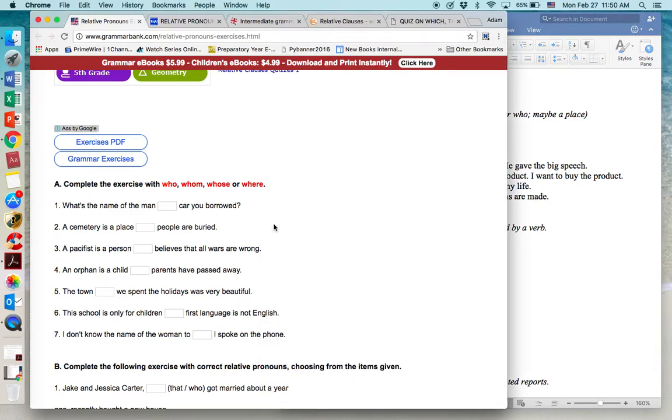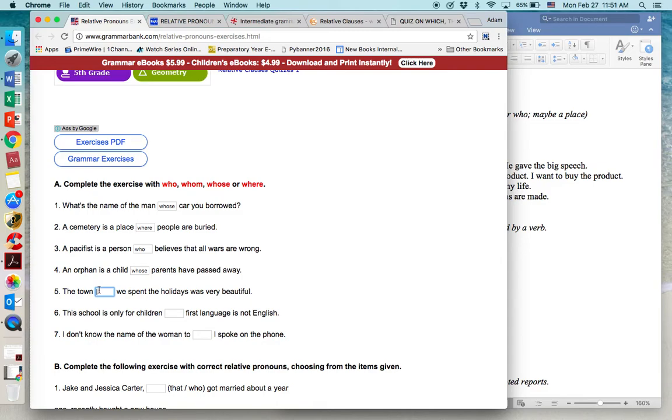Let's do some examples here. What's the name of the man who borrowed your car? We're talking about a person, or whose car you borrowed. Talking about a person and a possession relationship between the man and the car. A cemetery is a place where people are buried, a place, that's our tip-off that it is where. A pacifist is a person who believes that all wars are wrong. I suppose we could say that or which, but those aren't our choices here. An orphan is a child whose parents have passed away. Remember, our relationship between parents and children is possessive.